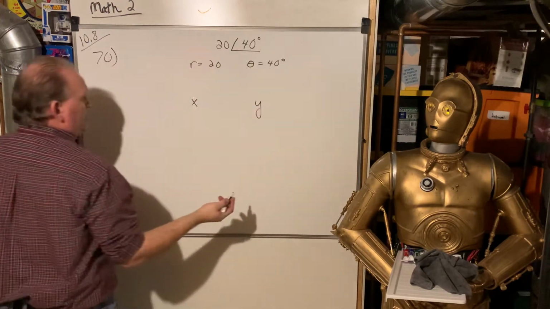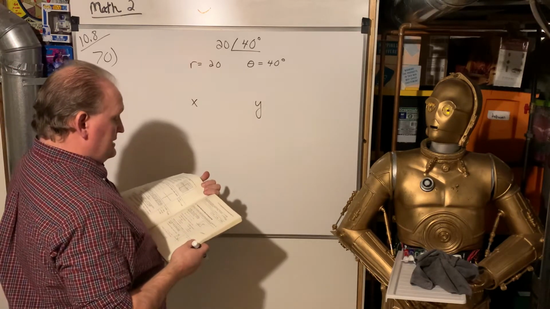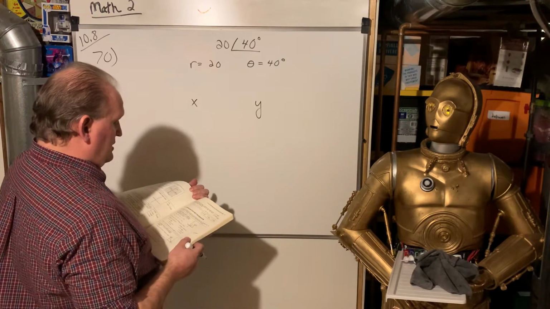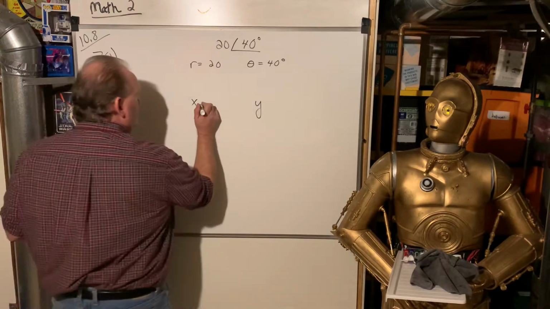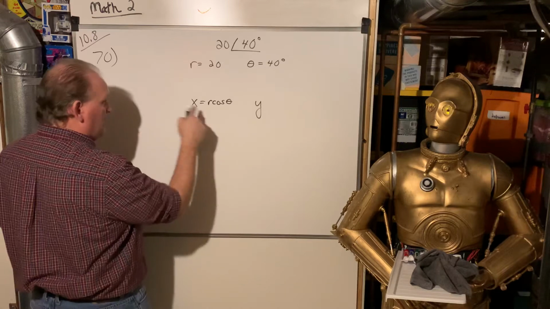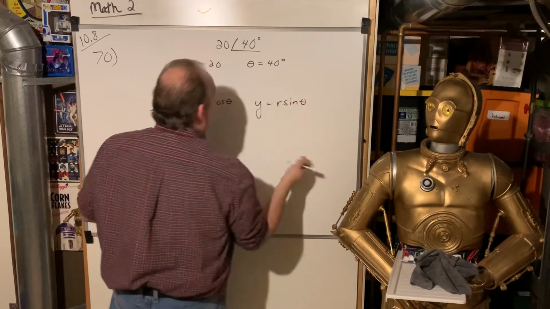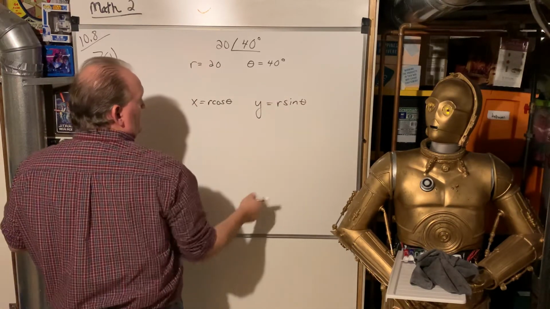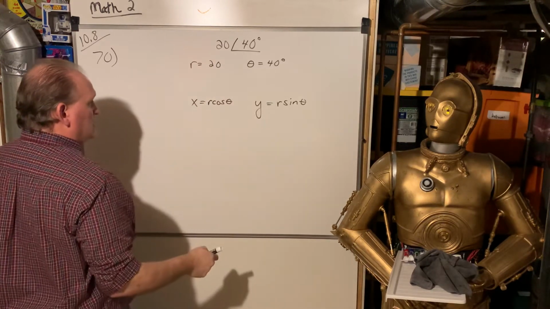And so again, we can do the whole x is equal to, what was x equal to? Cosine. So r cosine theta, if you wanted to do it that way, and y is going to be r sine theta. So you could do that if you want to. If that's easier for you, do 20 sine 40 and hit enter, and do 20 cosine 40 and hit enter, and that'll be your x and your y.